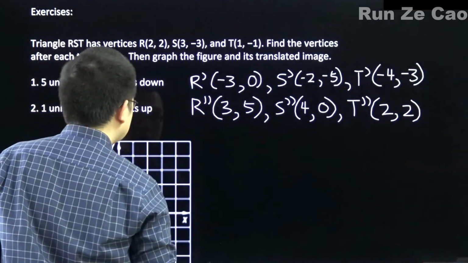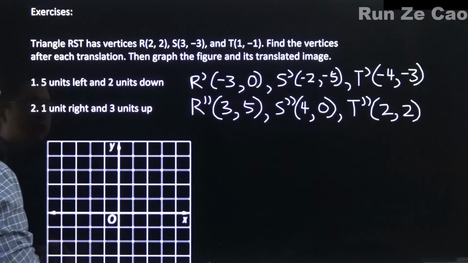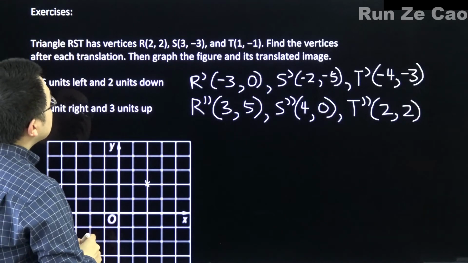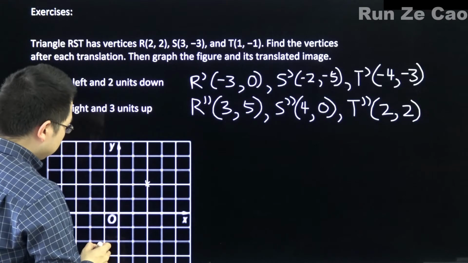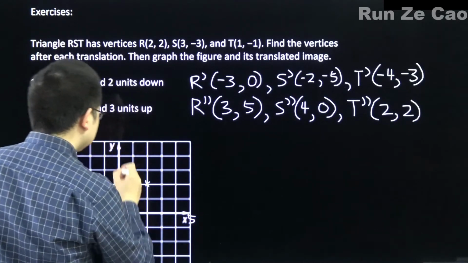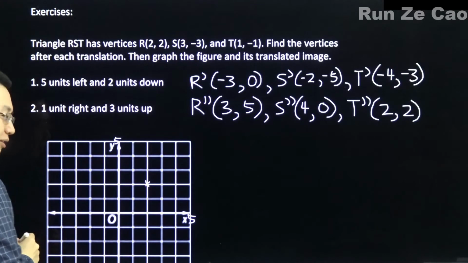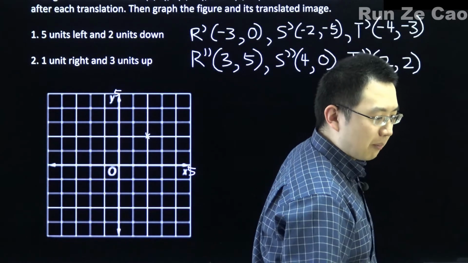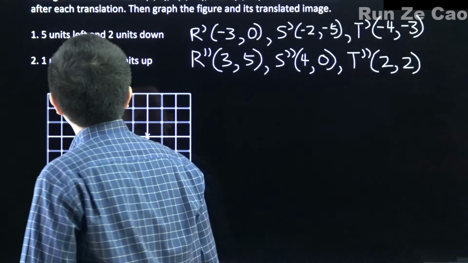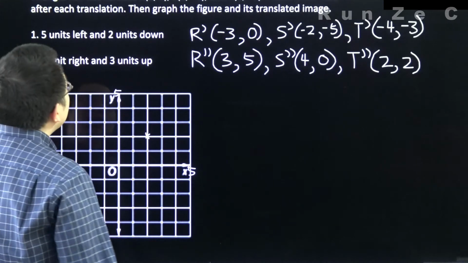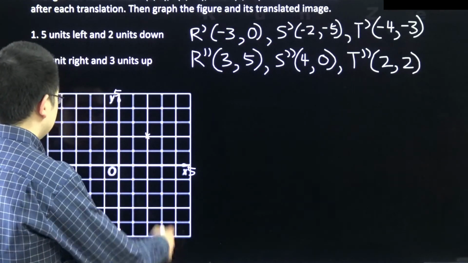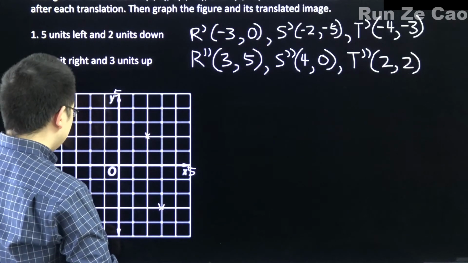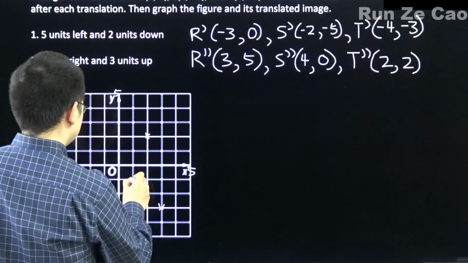Okay, so let's plot these points. 2, 2 is R. S is 3, negative 3. You know what? Yeah, let's label the axes first. So this is 5. This is 5. I'm doing this so that it's nice and out of the way. O, the origin, is 0, 0, unless specifically marked otherwise, so we won't have to mark that point. So, 2, 2, 3, negative 3. That's over here. And 1, negative 1.